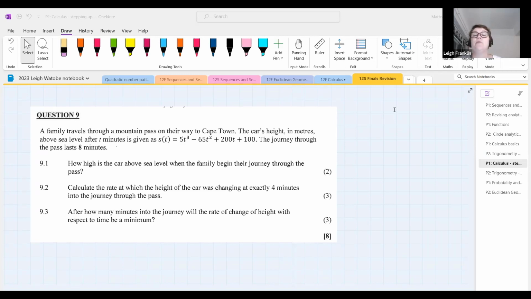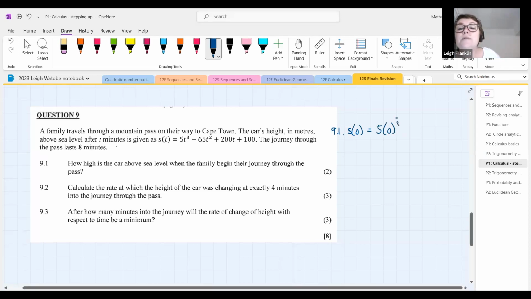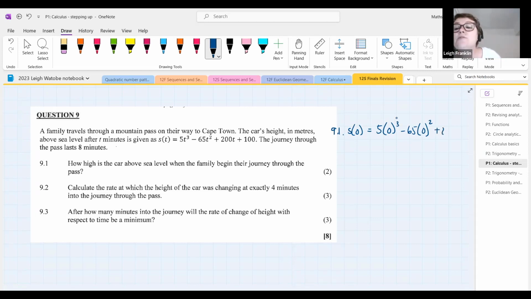Exactly, Lihlu, t is equal to 0 at the beginning of the journey. So what happens if we subbed 0 in? So we have S of 0. You'd end up with 5 times 0 cubed minus 65 times 0 squared plus 200 times 0 plus 100. All of these terms would become 0, so it would be equal to 100. So the car is 100 meters up.